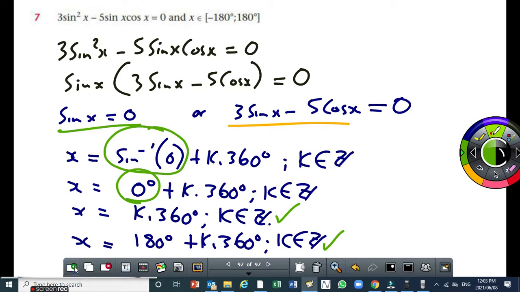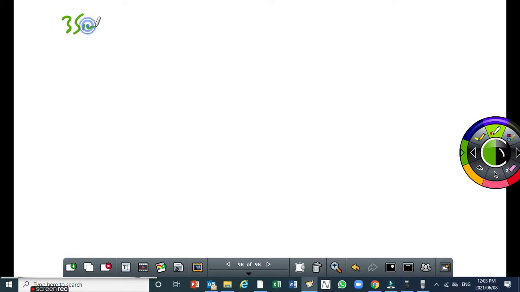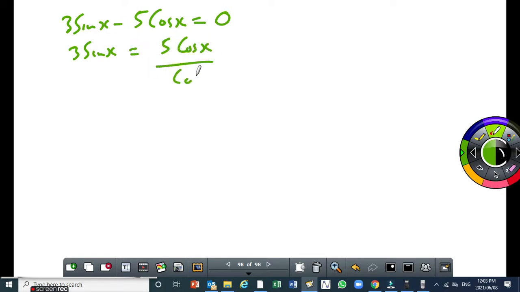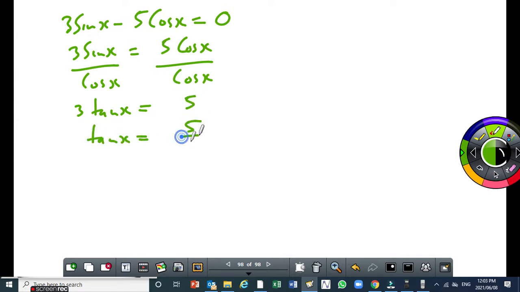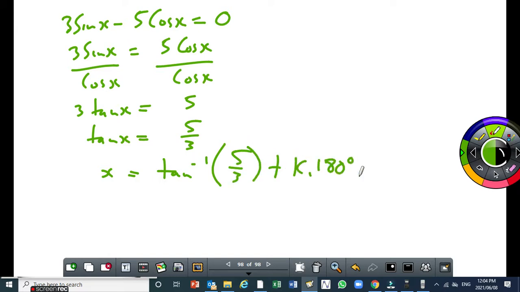So you get 3 sine x minus 5 cos x equal to 0. And then you get 3 sine x equal to 5 cos x. Then you divide both sides by cos x. And then you get 3 tan x equal to 5. Then tan x will be equal to 5 over 3. Therefore, x will be shift tan of 5 over 3 plus k times 180 degrees, where k is an integer.